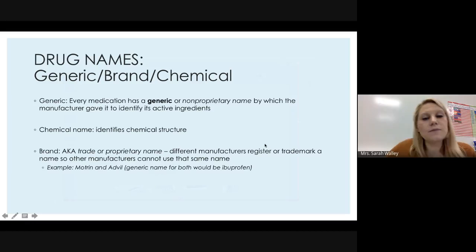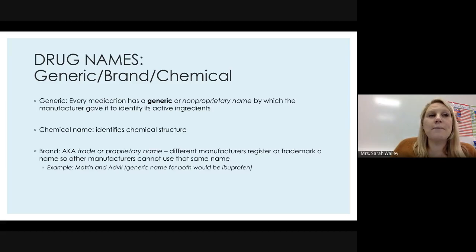Okay, drug names. I talked a little bit about this a few slides ago. Every drug has a generic name or a non-proprietary name, which the manufacturer gave it to identify its active ingredients. Then you've got a chemical name, which identifies chemical structures. Normally, you don't need to know that. And then the brand name is going to be the proprietary name given by different manufacturers.